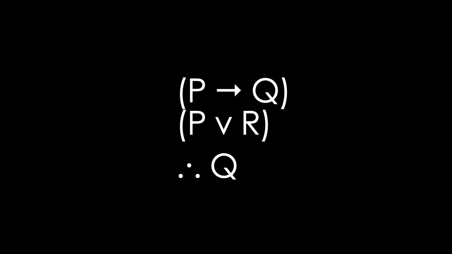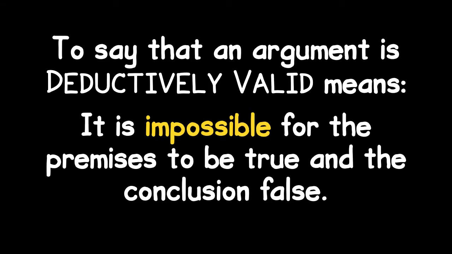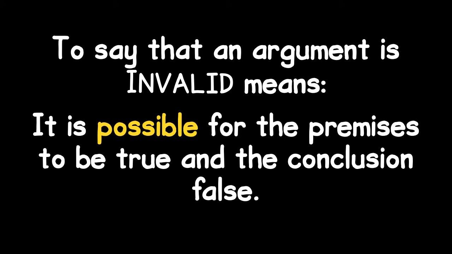Now consider an argument. Here are 3 sentences. P arrow Q, P or R, Q. It's presented as an argument. The first 2 are premises. The final line is a conclusion. Recall that to say an argument is deductively valid means that it's impossible for the premises to be true and the conclusion false. To flip that around, we can say that an argument is invalid if it's possible for the premises to be true and the conclusion false.